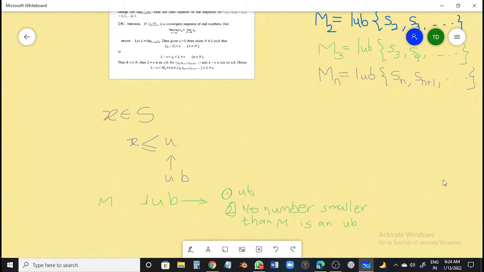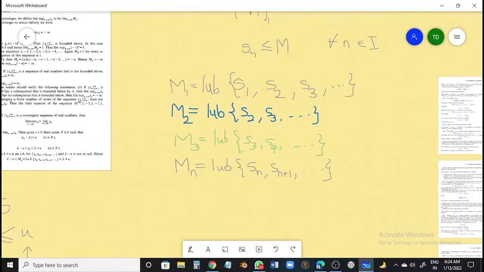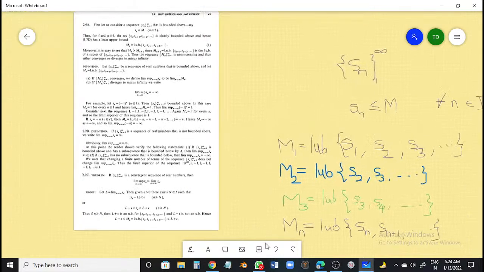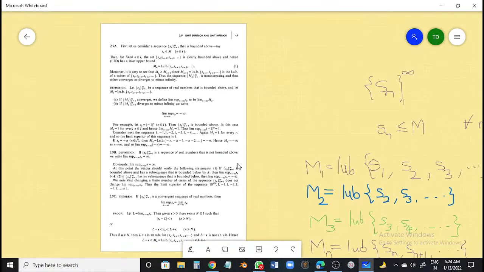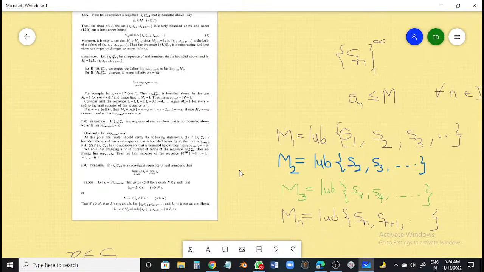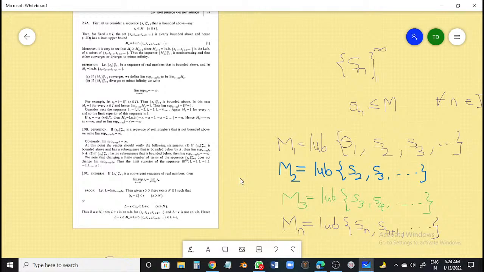So seeing this concept, let us go back here. Originally we had the whole set. Then we excluded S1, we have the set from S2, S3 and so on. Then we excluded S2 also, and we are moving to S3, S4 and so on. So in this way, every time we are deleting the previous entry, and we go ahead.